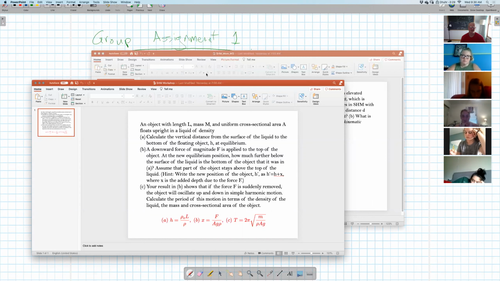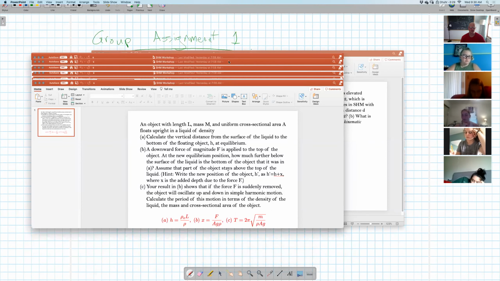But all right, so the second problem says, okay, so we have an object of length L, cross-sectional area A, and a mass of M floats upright in a liquid of density rho. Okay. So here, first thing it wants to do is say, okay, so the object is simply floating. So we want to determine the height, which is underneath of the fluid. Then we're going to apply a force F downward to push that thing down so that it changes to a new height, which is then H plus X. And then finally, we want to relieve that force and then see what happens.